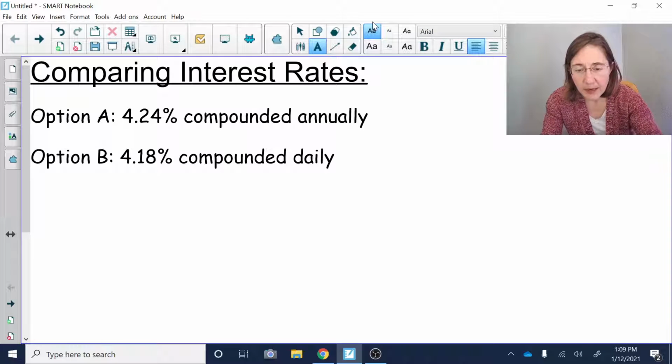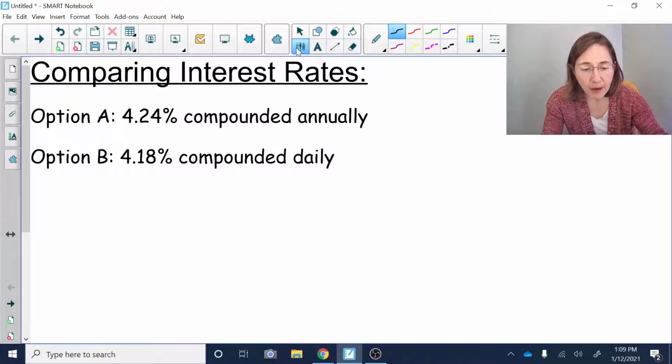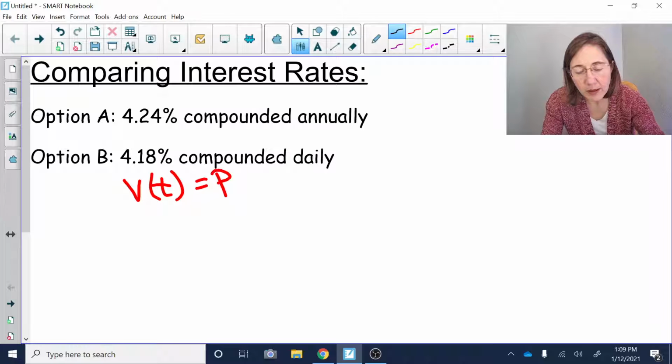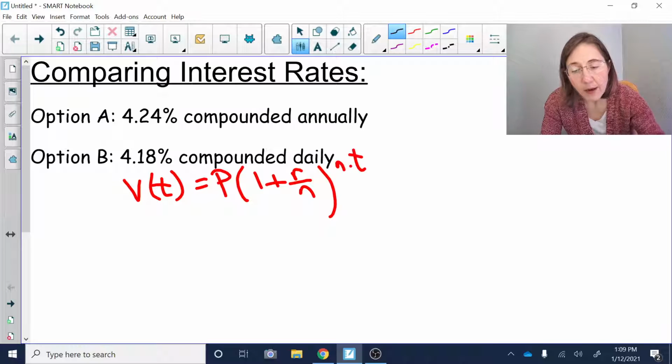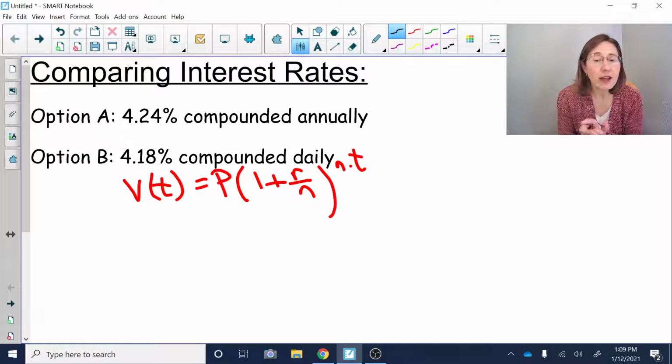So these are going to be using our equation from yesterday, where the value of t, remember that's like our output, our y, the value at time t is equal to the principal times 1 plus the rate divided by the number of times per year it's compounded, and then our exponent on that is going to be n times t, where n is that number of times per year it's compounded, and t is the time in years. Okay, so that's what we're going to use for both of these.